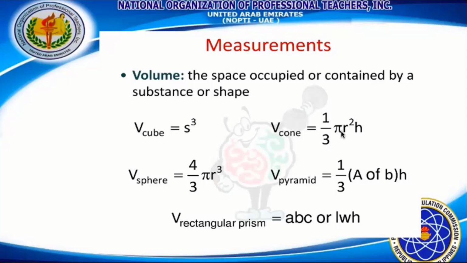Radius yung tawag doon, half ng diameter. Ito naman, sphere, 4/3 pi r cubed. Pyramid, this is the formula. And then rectangular prism, just have length times width times height, or A times B times C.